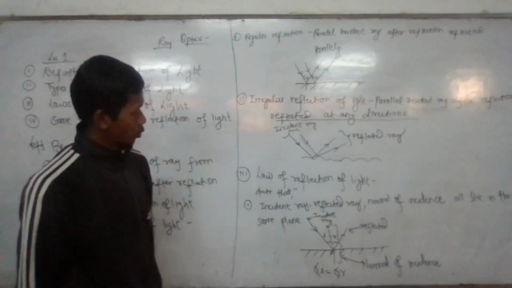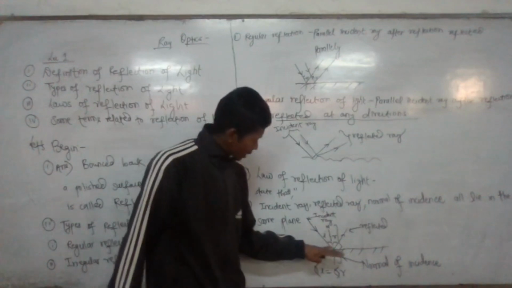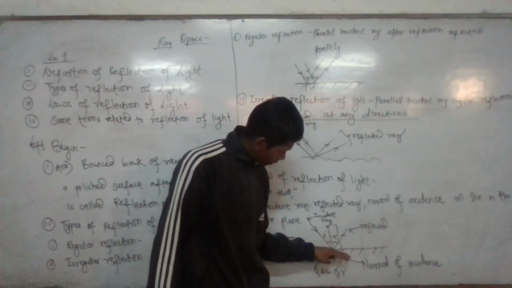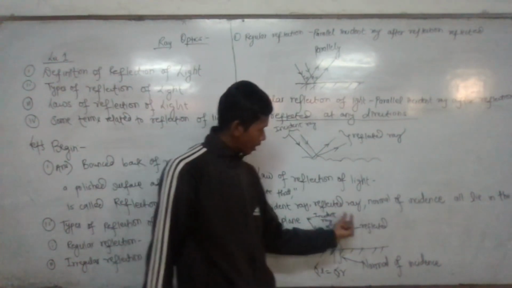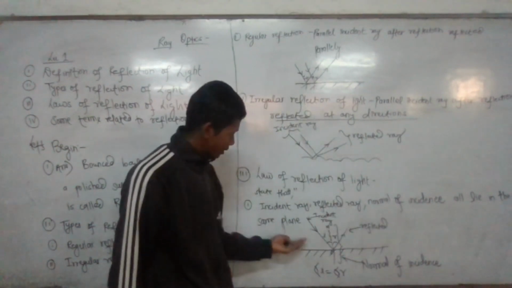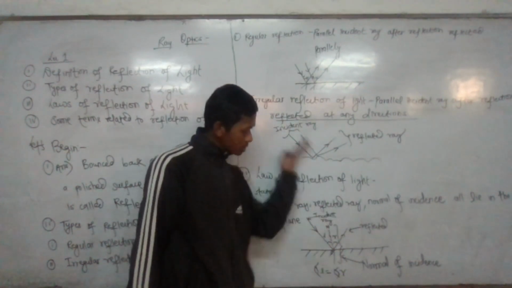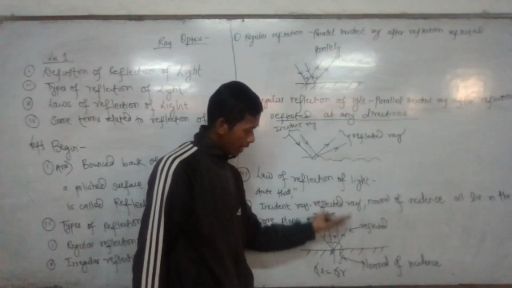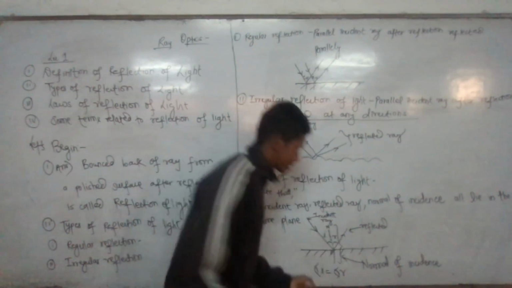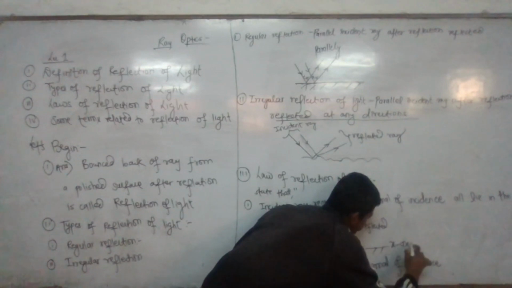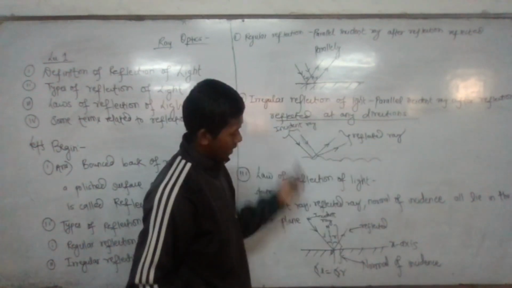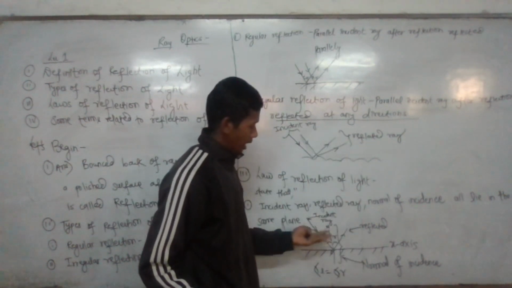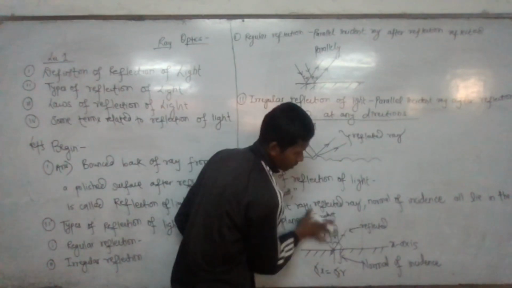Okay, so all lie in the same plane. It means that the incident ray, the reflected ray and the normal all lie in the same plane. It means that they lie on one side. Suppose this is the x-axis. All lie on one side of the x-axis, that is, in this plane. No?